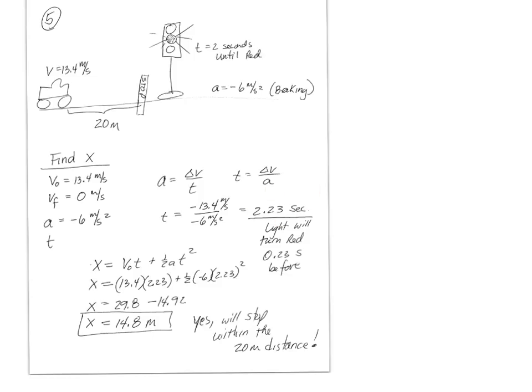You can see that it was 2.23 seconds, which is longer than the amount of time that the light was going to turn red. But that's okay, because now we have to check and see if we have enough distance. So I went ahead and I solved for x using the big long distance equation, my initial velocity, and the time I had solved for, and you can see that you've got 14.8 meters to stop.